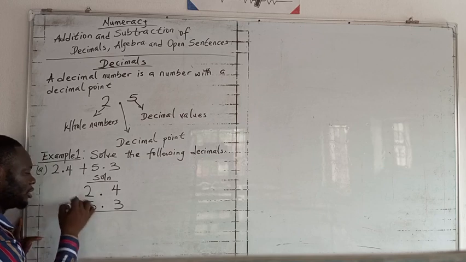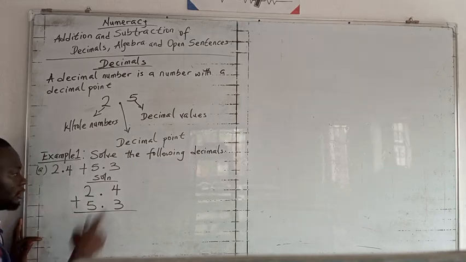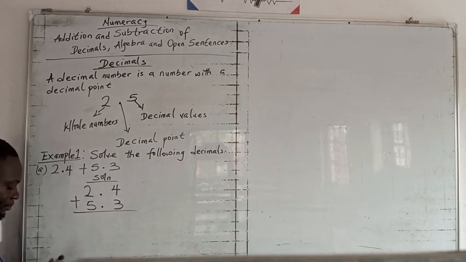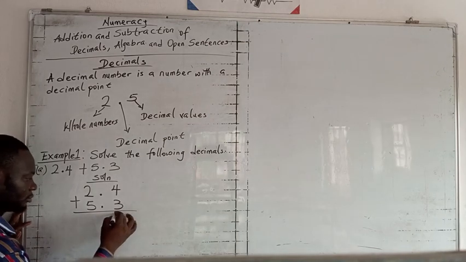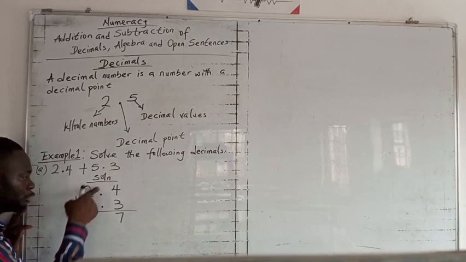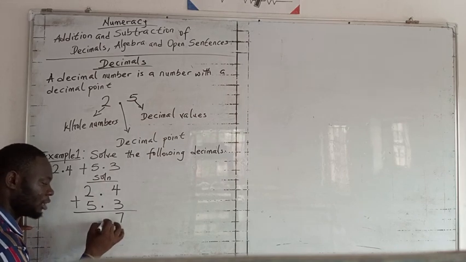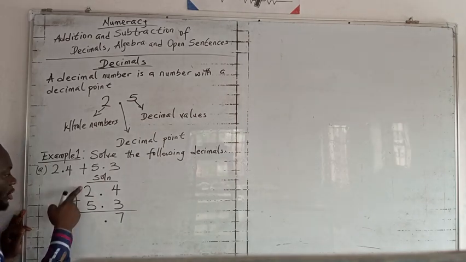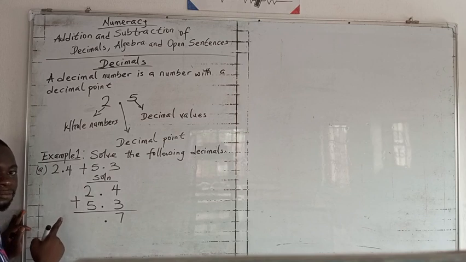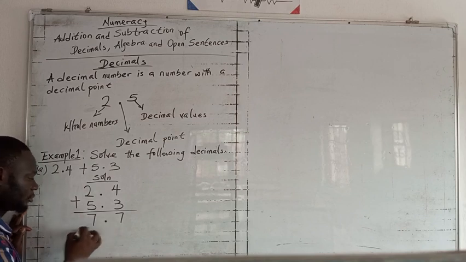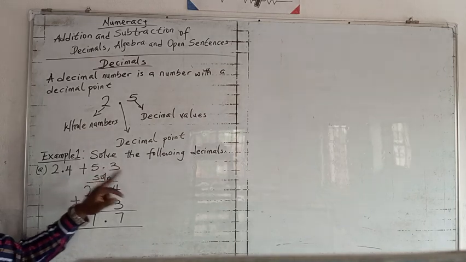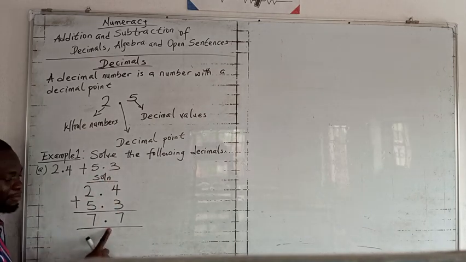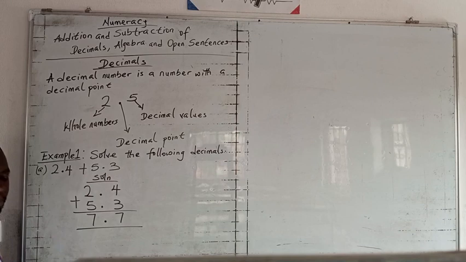Then we can now add or subtract. 4 plus 3. 4 plus 3 is what? 7. What do you now do? You bring down your decimal point. 2 plus 5, 7. Therefore, 2.4 plus 5.3 is what? 7.7.